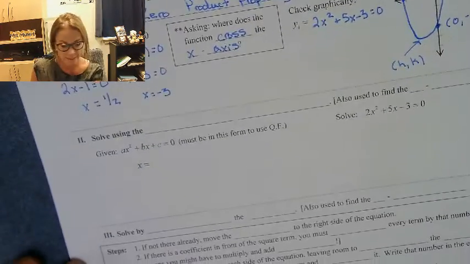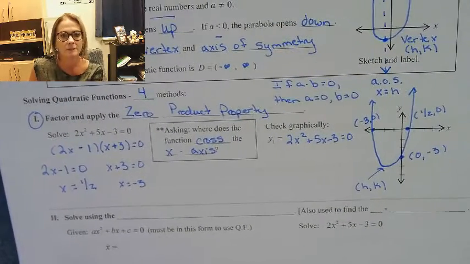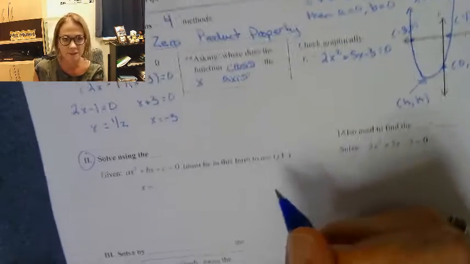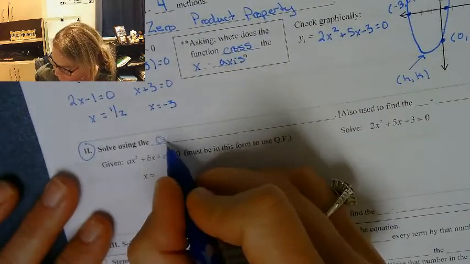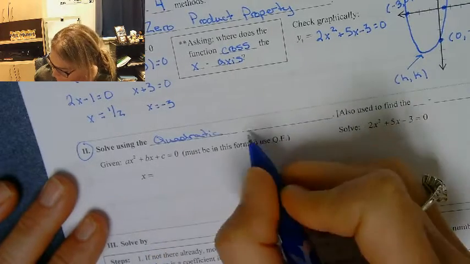All right, so the next one is the go-to. If you can't factor, most people go immediately to the quadratic formula. This works in all situations. You just have to memorize the formula, which I'm sure you already have. Quadratic formula.